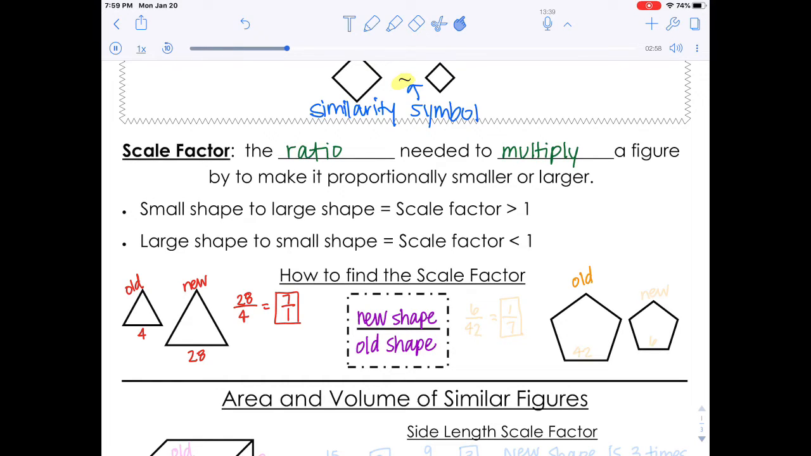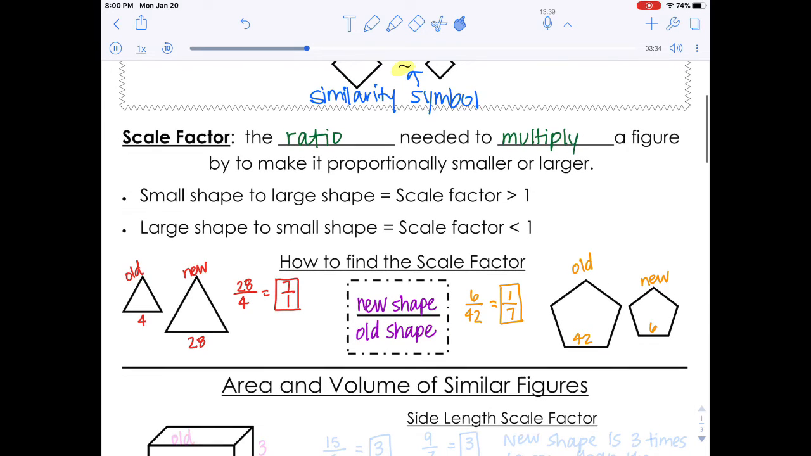Again, to find that scale factor, you take the side length of the new shape, which is 6, and divide it by the side length of the old shape, what we started with, which was 42. And again, you simplify that fraction, and you get the ratio of 1 over 7. That means our new shape is 1/7 of the size of the old shape. How we got that is we take our old measurement, 42, and multiply it by our scale factor of 1/7. Now we're going to go over applying this to the side length, surface area, and volume of shapes.